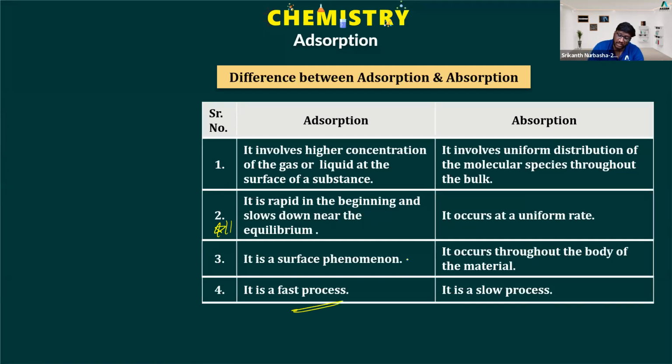Adsorption is a fast process. Absorption is a slow process. Why? Because in adsorption there is a driving force. The unbalanced forces present on the surface are attracting the adsorbate molecules. So there is a driving force. But in absorption, no driving force. At a uniform rate, the absorption will occur. Is everything clear so far?